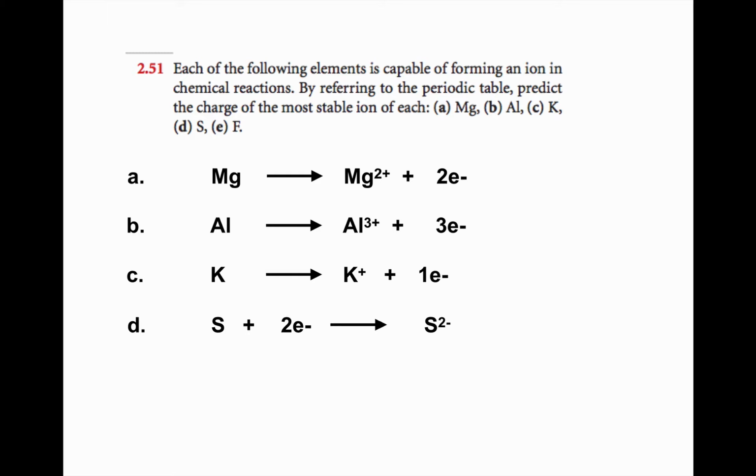Going the other way, sulfur is going to take 2 electrons. You're going to add 2 extra electrons to sulfur to make sulfide, so they go in as a reactant. Sulfur plus 2 electrons makes sulfide. Fluorine plus 1 electron makes fluoride.